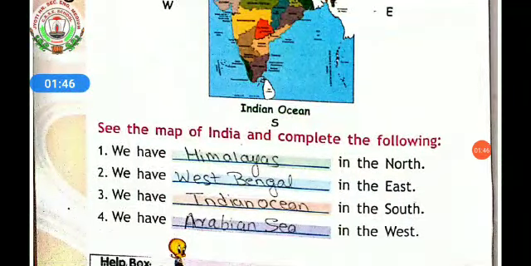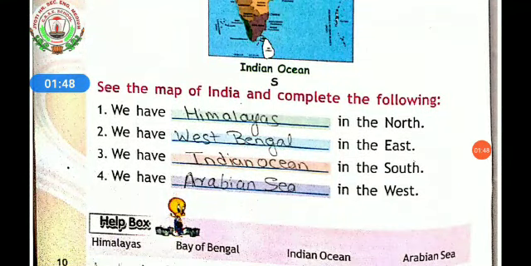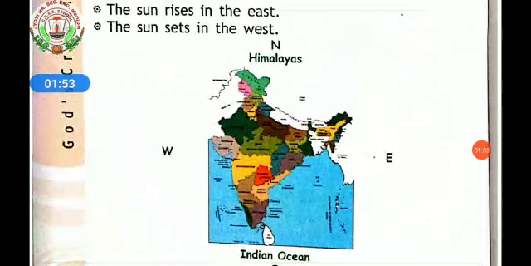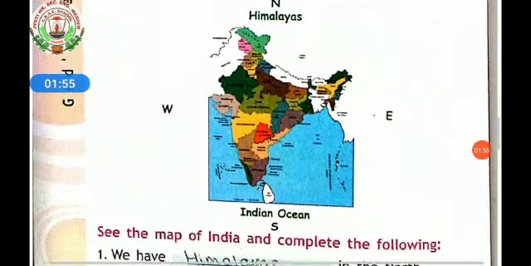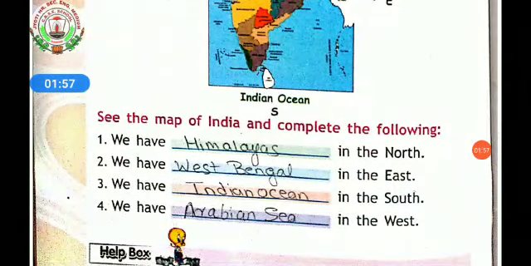Now by seeing the map, we have to fill in these blanks. We have a blank in the north. Student, what is in the north? It is written "na", it is Himalaya. So we have to fill in Himalaya there. In the north we have Himalaya.